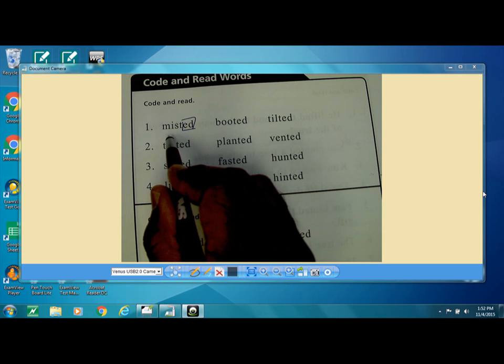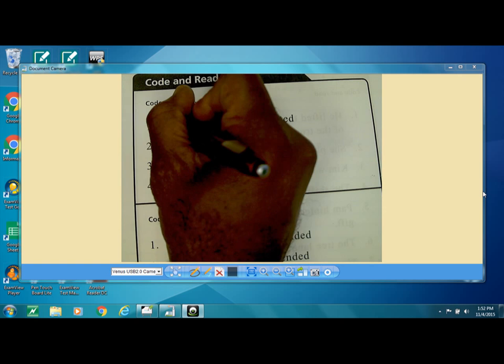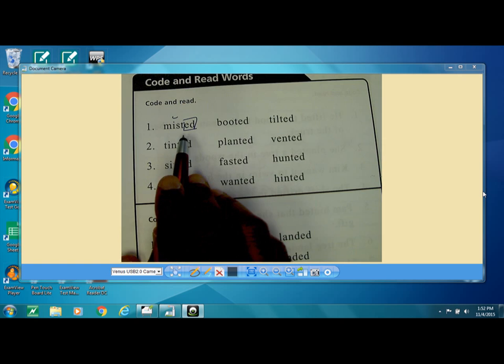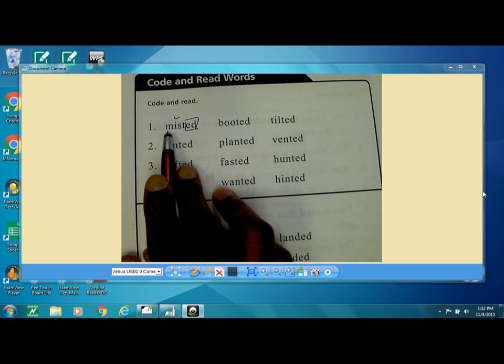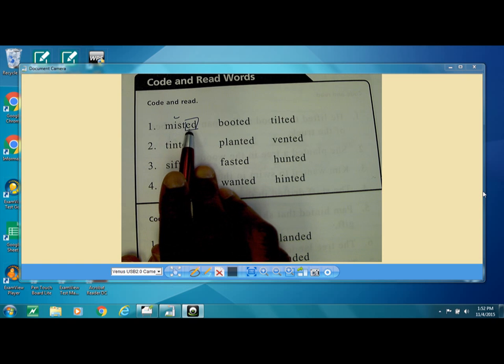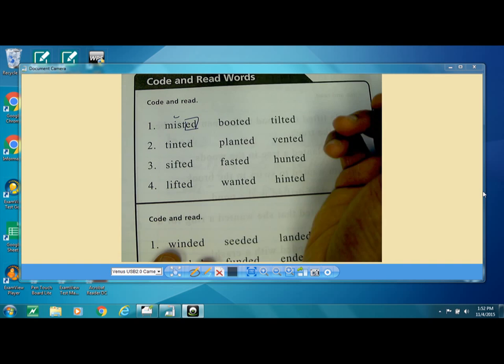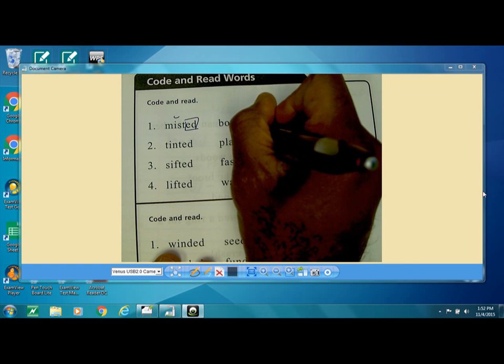Then you have a vowel in a closed syllable. We're going to mark it with a breve. So we have suffix ed. There's a T in final position, so this is going to say ed. So ist, ed, misted. Okay? Now we have to box the suffix.